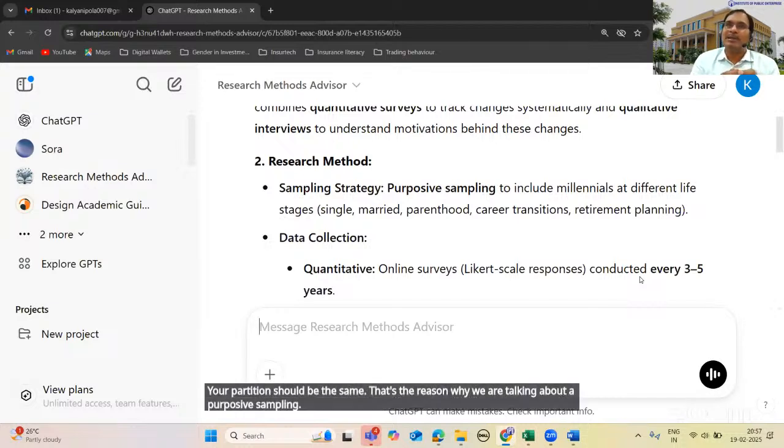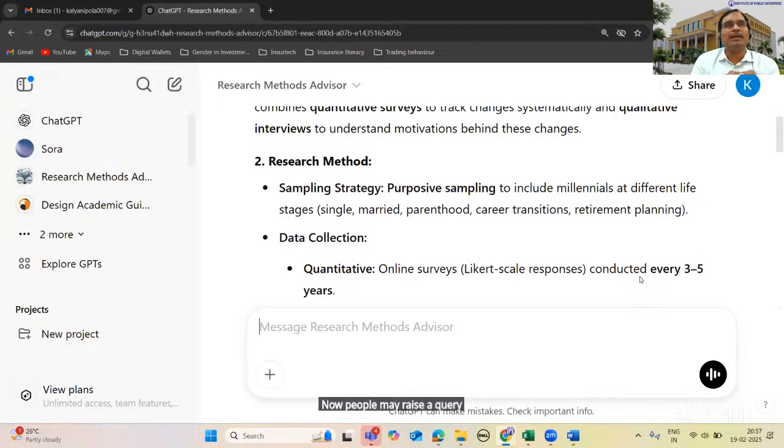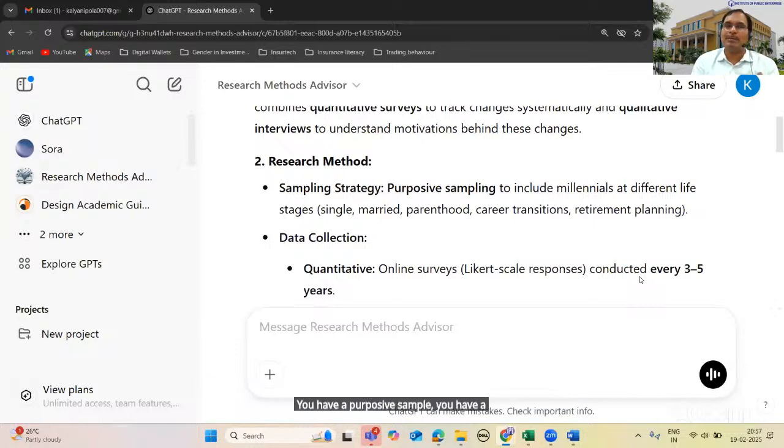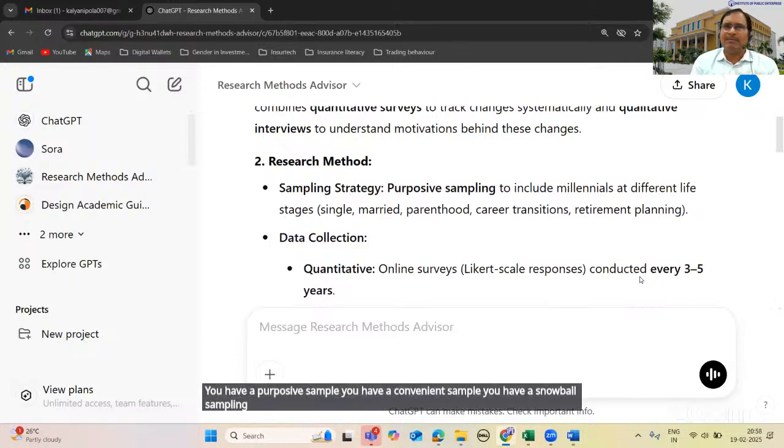Now, people may raise a query saying that purposive sampling is a non-random sampling, then is it a valid one? No, you don't need to worry about it, because research is not always a random sample. You have a purposive sample, you have a convenience sample, you have snowball sampling. Anywhere you are doing it, you have to justify why you are going for purposive sampling and why you are not going for random sampling.